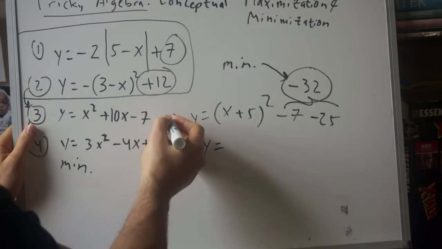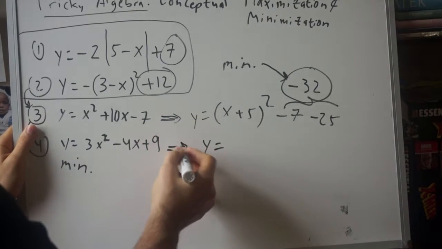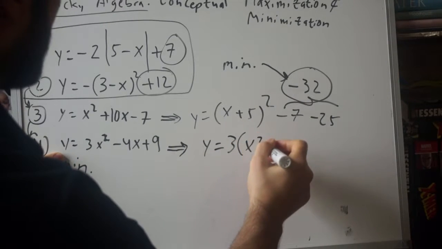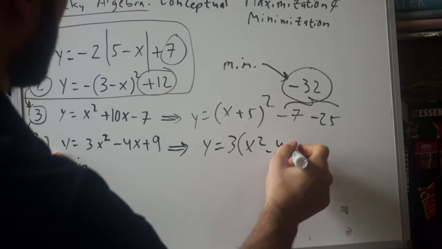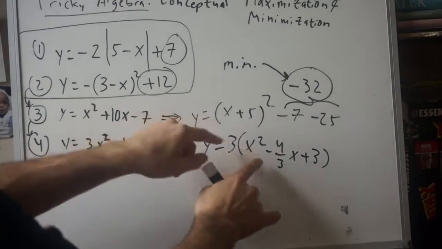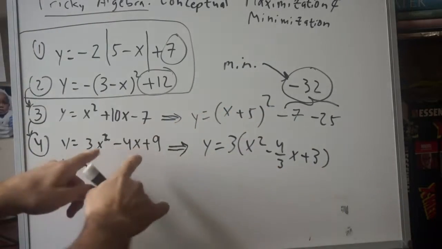Typically you'd put double arrows, so that's why I'm making these double arrows. Okay, so factor the 3 out. So we have x squared minus 4/3 x plus 3. So I just took a 3 out of each term. If you multiply this 3 back in, you should recover that.